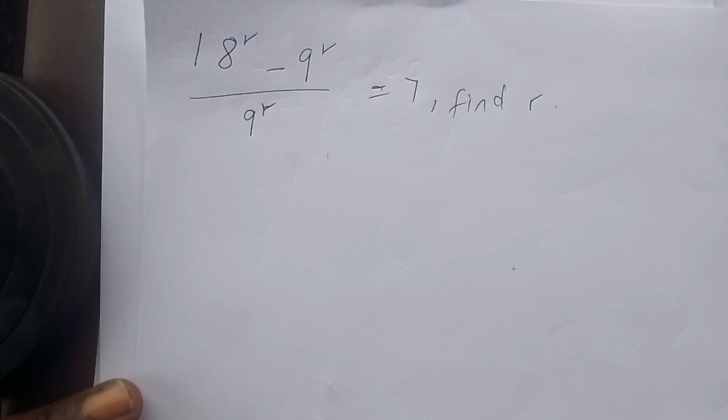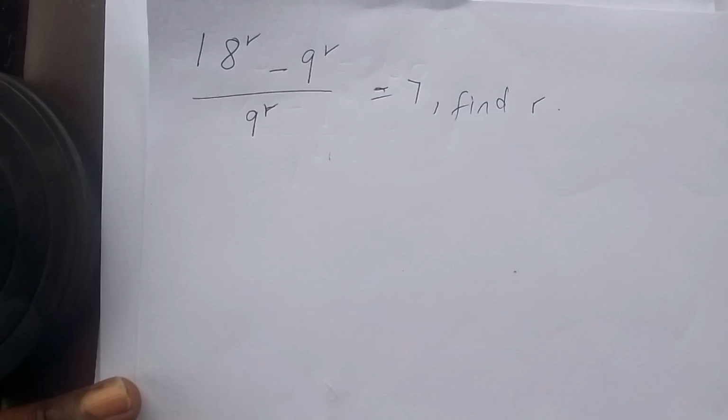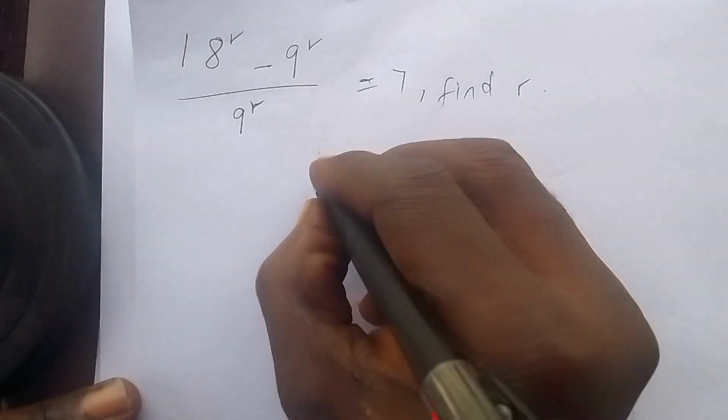There's a question: 18 to the power r minus 9 to the power r, all over 9 to the power r, equals 7. And we are asked to find r. Let's jump straight into it.